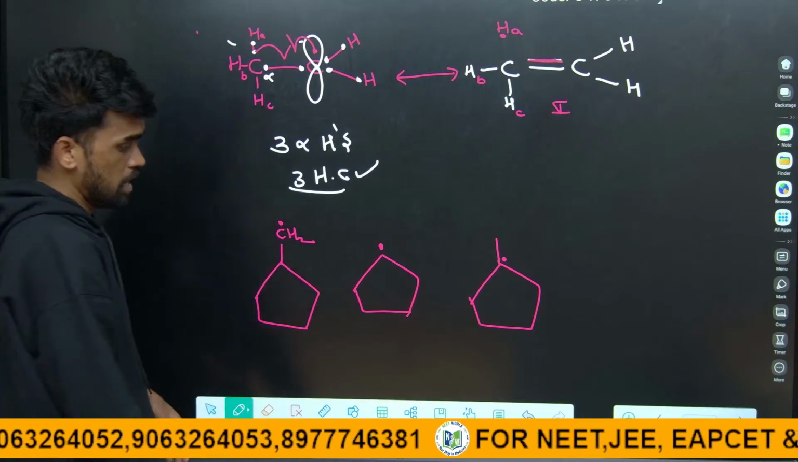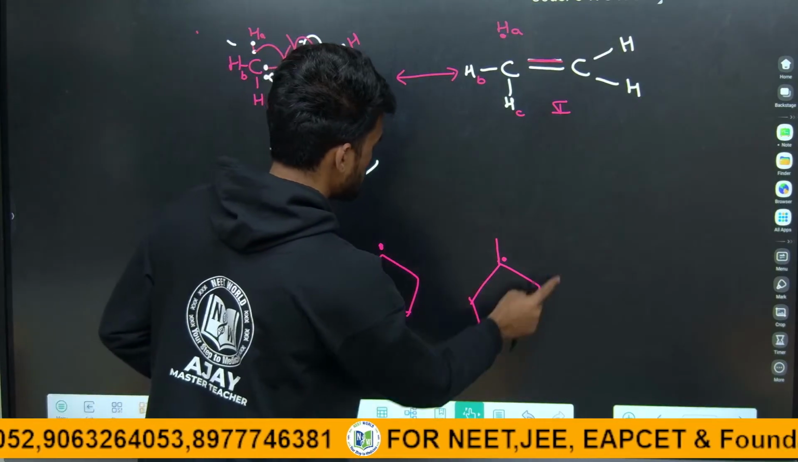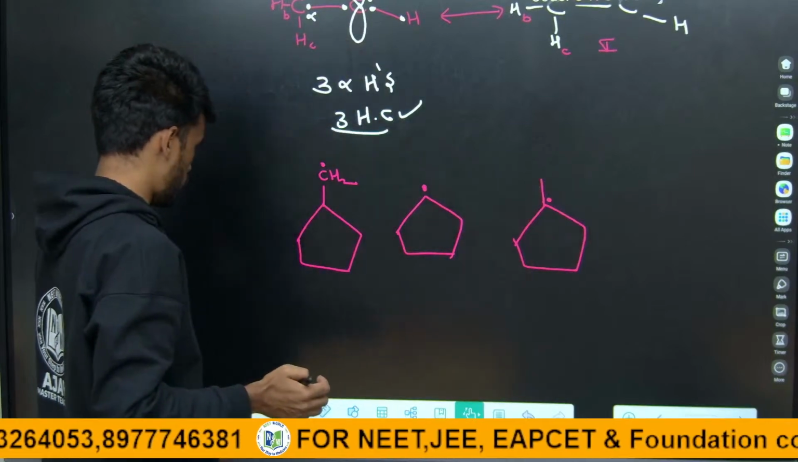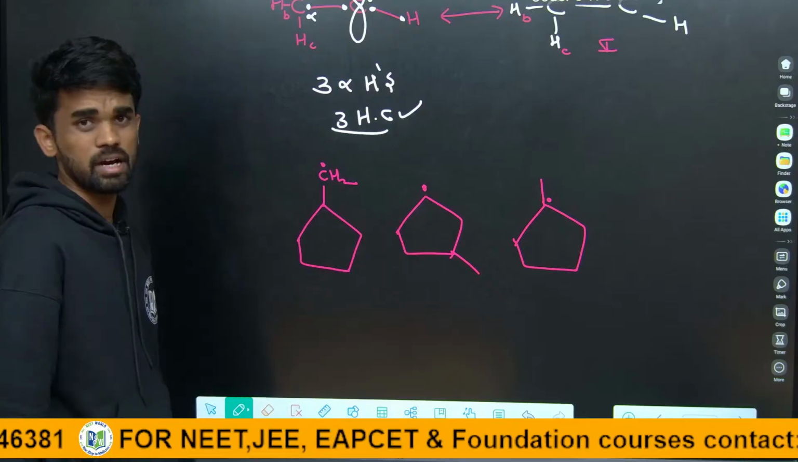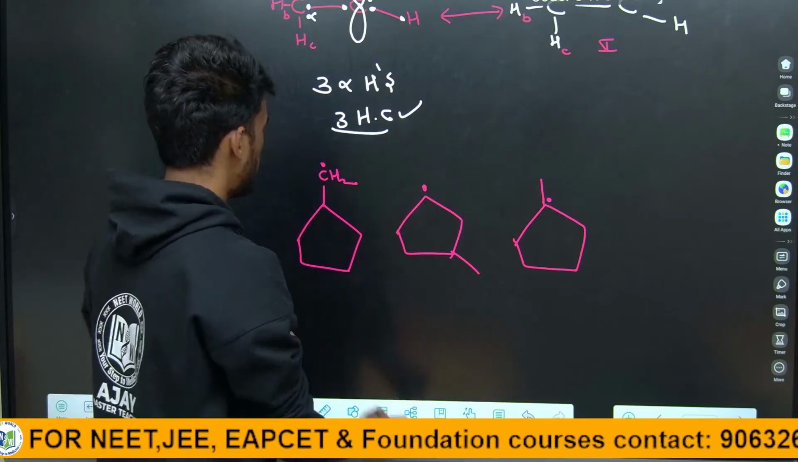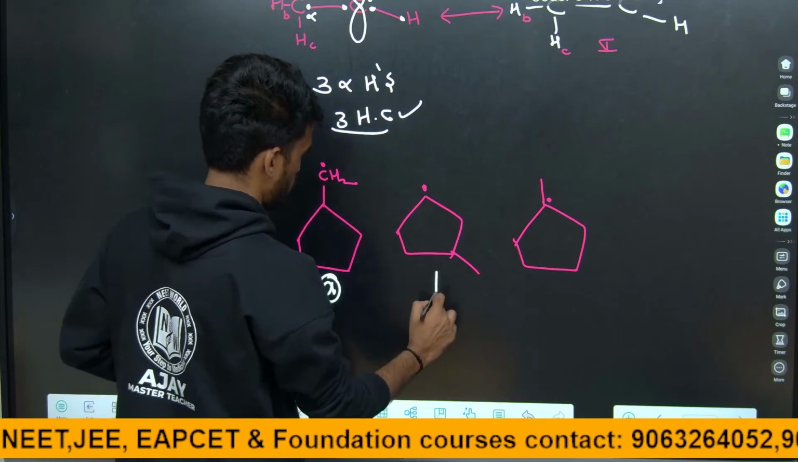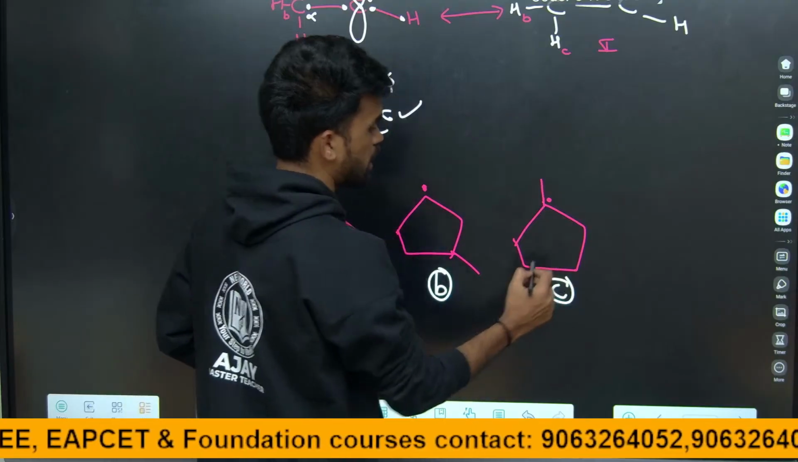Primary free radical. Tell me, out of these 3, which free radical is more stable? If you want, let us make it more interesting by adding some other groups. Tell me, out of these 3 structures, A, B, C, which free radical is more stable?